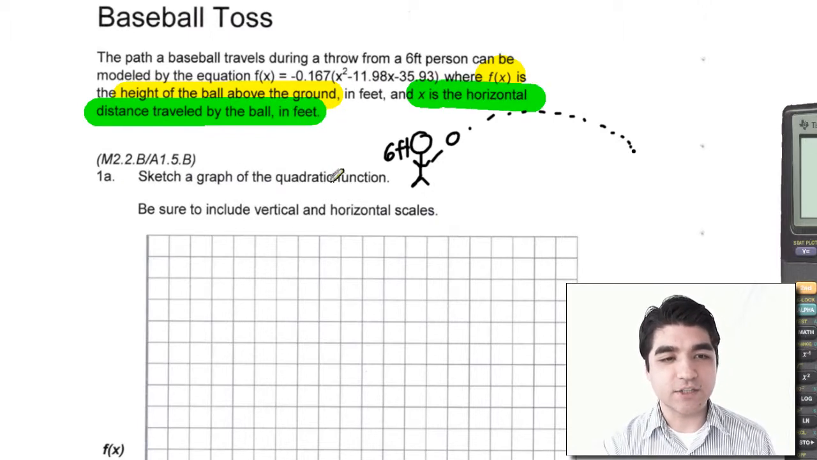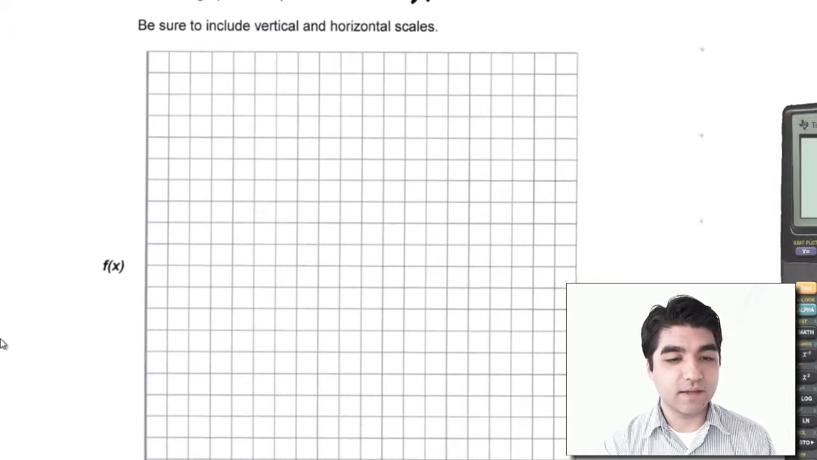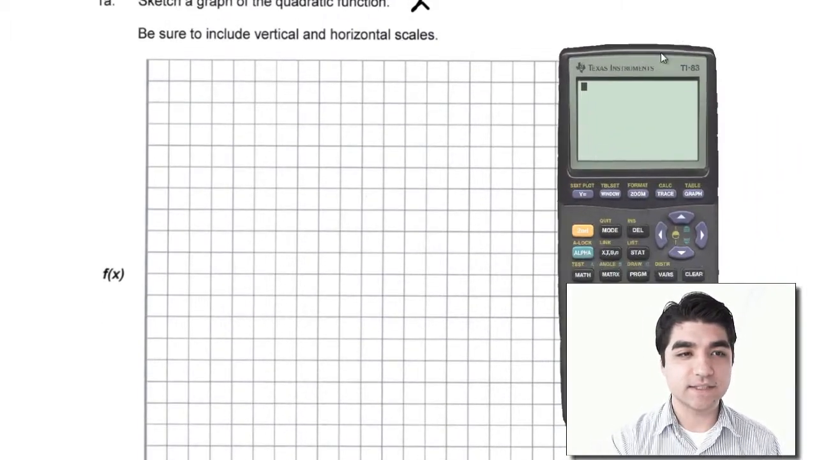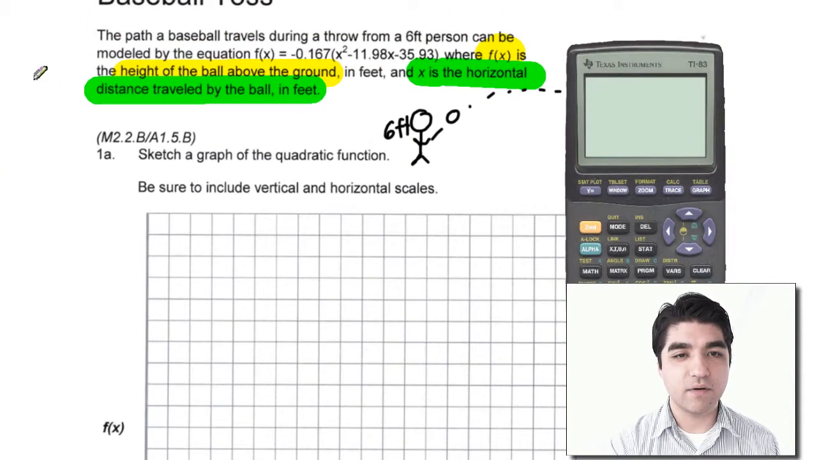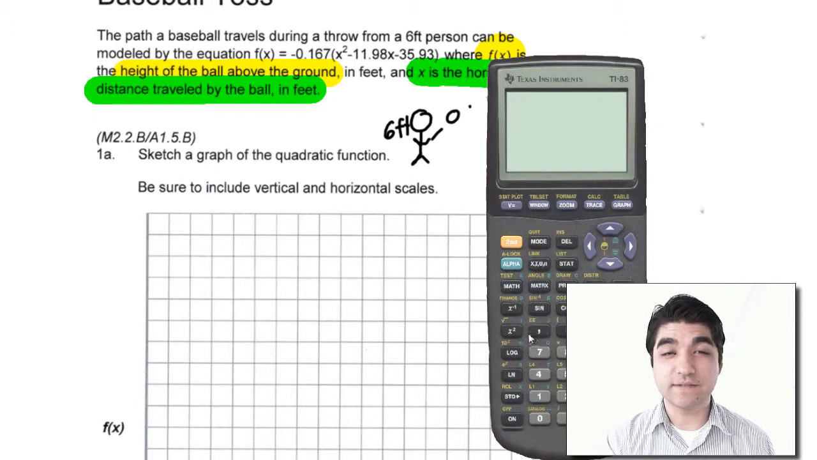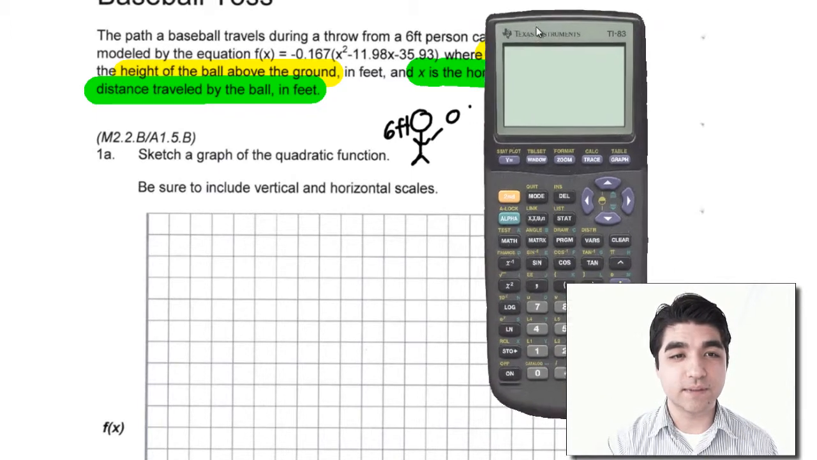It wants us to sketch a graph of the quadratic function. Be sure to include vertical and horizontal scales. Now, they give you a graph, but they don't give you any scales, so we need to know what our scale should be. The best way I can think of is to try some numbers out first.